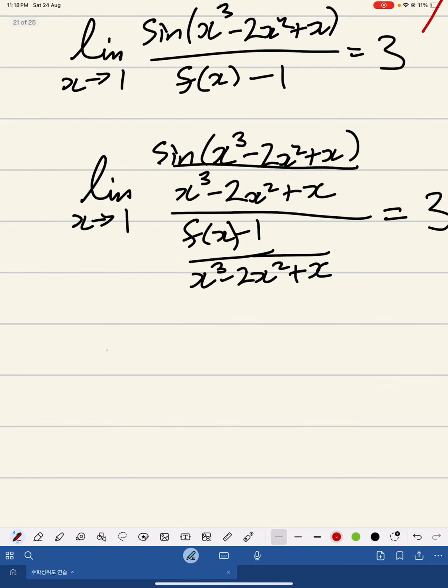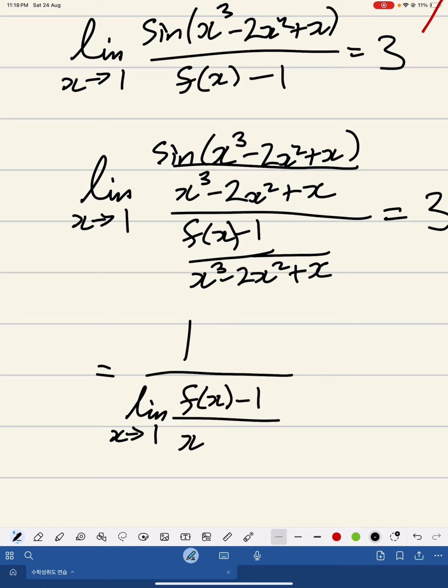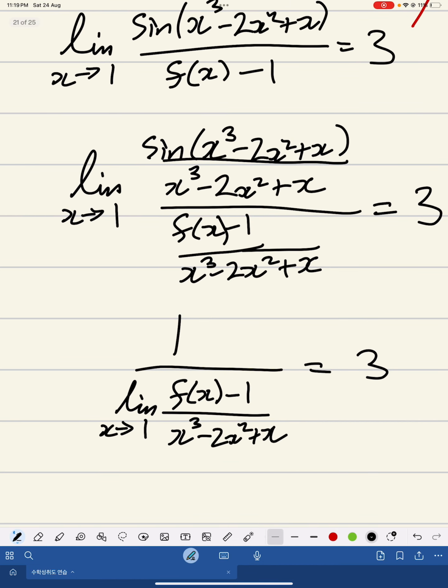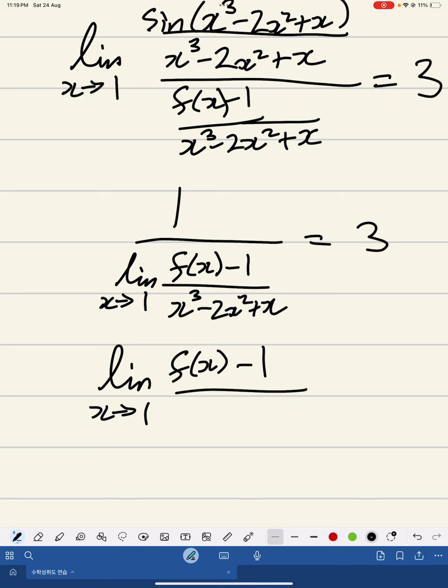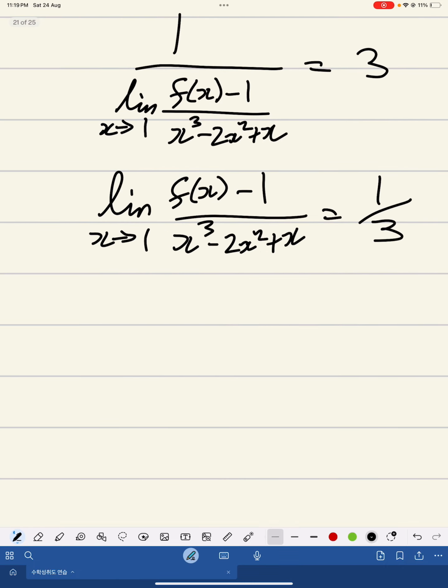Therefore, we can rewrite this as 1 over the limit as x approaches 1 of f of x minus 1 over x cubed minus 2x squared plus x equals 3, right? Because the numerator is 1 and the denominator is the limit. Therefore, the limit as x approaches 1 of f of x minus 1 over x cubed minus 2x squared plus x equals 1/3. Okay, if you ended up here, you're 90% done.